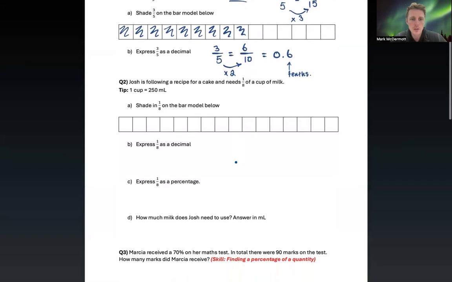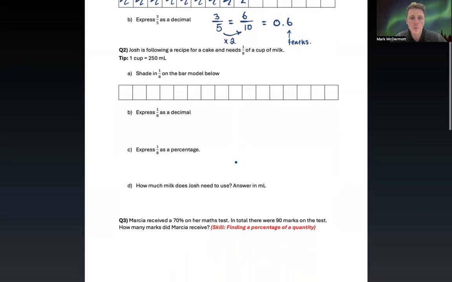All right, our next problem is that Josh is following a recipe for a cake and needs 1/8 of a cup of milk. And the tip is that 1 cup is 250 milliliters. Okay, firstly, shade in 1/8 on the bar model below. All right, this time it hasn't told us how many squares we have in our bar model, so we're going to have to count them up. 1, 2, 3, 4, 5, 6, 7, 8, 9, 10, 11, 12, 13, 14, 15, 16.